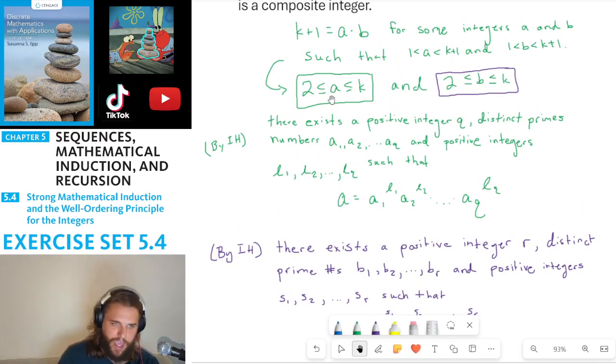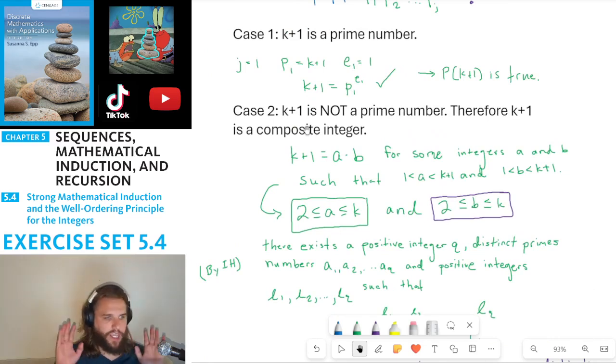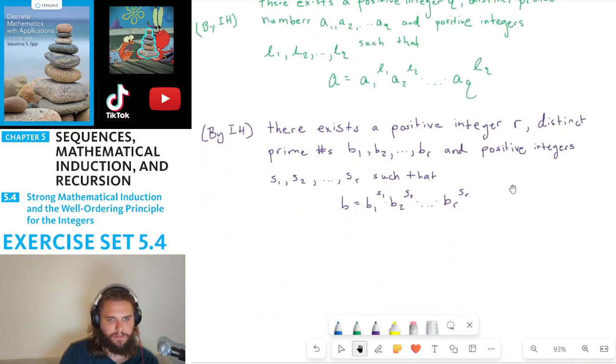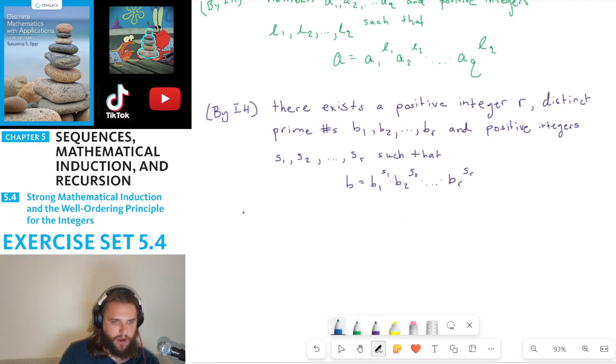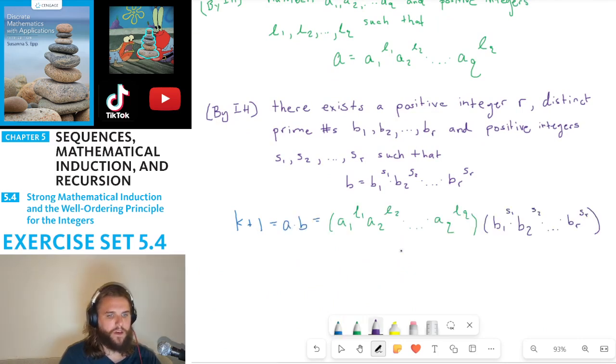So we know that p of a is true and p of b is true, and we're still in case 2. Keep in mind we've already done case 1. So in case 2, k plus 1 is a composite integer, and that means we've represented k plus 1 equals a times b. But now we know what a and b are. So this means that a times b equals a sub 1 to the l sub 1 times a sub 2 to the l sub 2 times dot dot dot times a sub q to the l sub q. That's the a part. And then b can be substituted with b sub 1 to the s sub 1, b sub 2 to the s sub 2 times dot dot dot times b sub r to the s sub r.